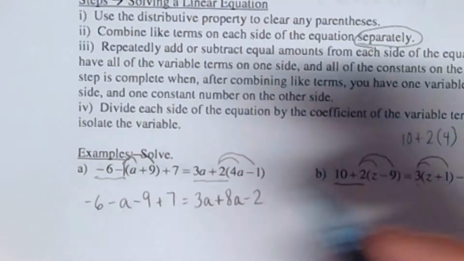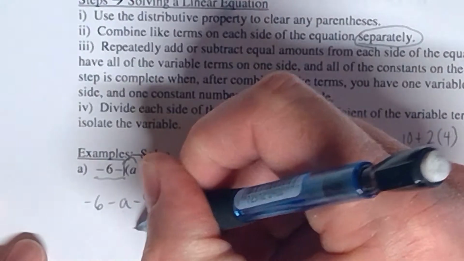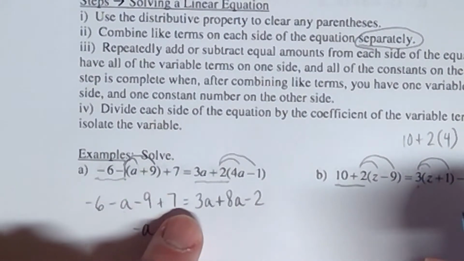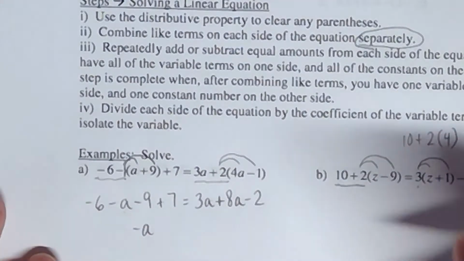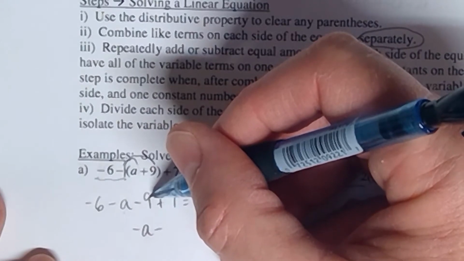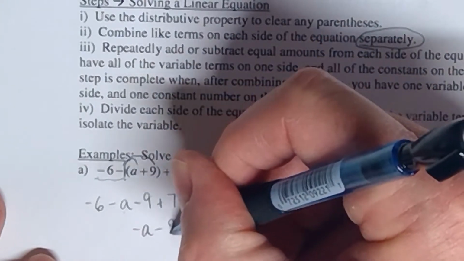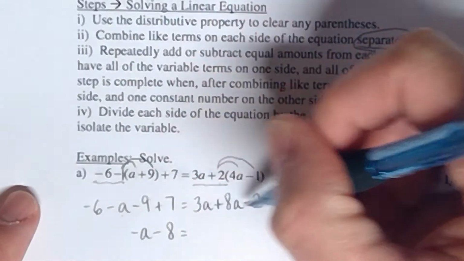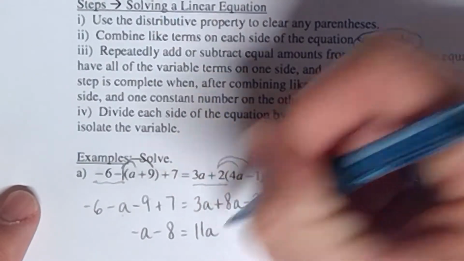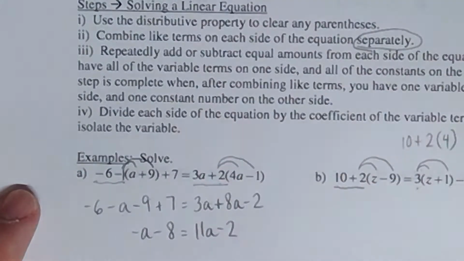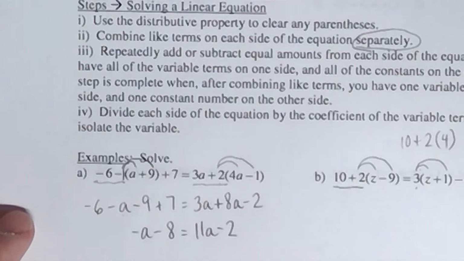So just keeping the two sides separate, combining like terms, the negative a doesn't combine with anything over here, but negative 6 minus 9 plus 7, if you combine those, negative 6 minus 9 is negative 15. Negative 15 plus 7 is negative 8. Over here I have to combine like terms. 3a and 8a combine to be 11a, and then minus 2. And so what does it tell us to do next?